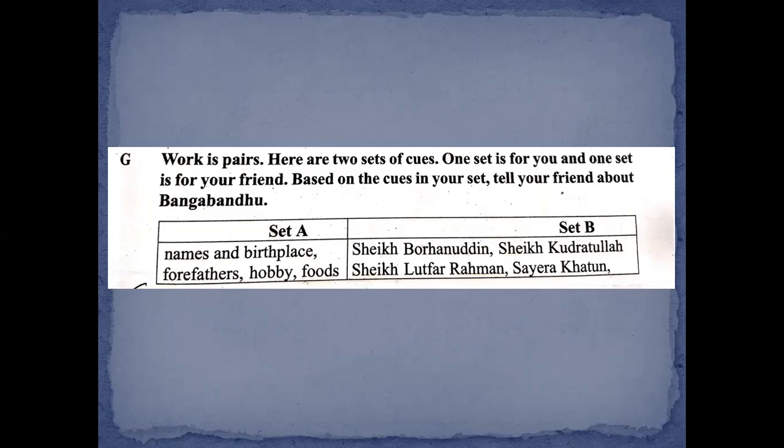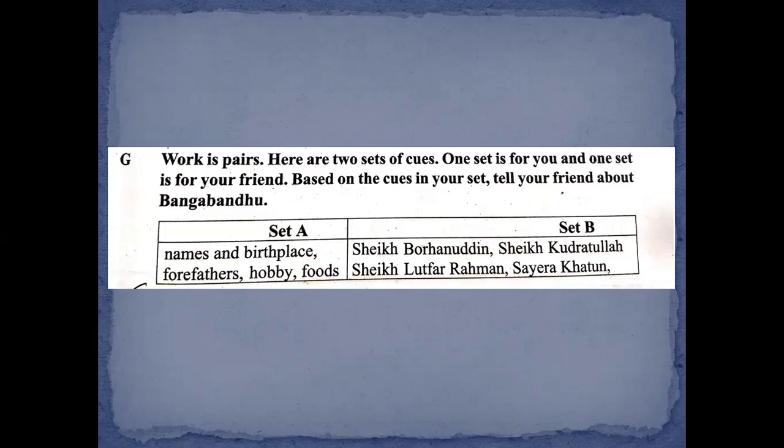Now, set B. Sheikh Burhanuddin was the founder of this Sheikh family. Okay, and Sheikh Kudratullah. Who is Sheikh Kudratullah? History traces that Sheikh Kudratullah and Sheikh Ekramullah, brothers, were his heirs. They were landlords in that area.